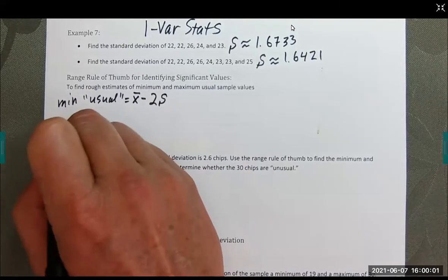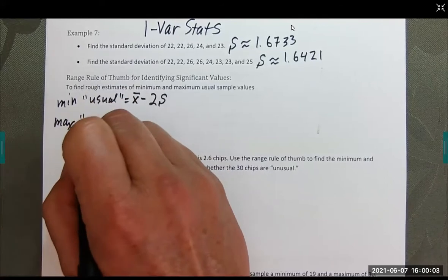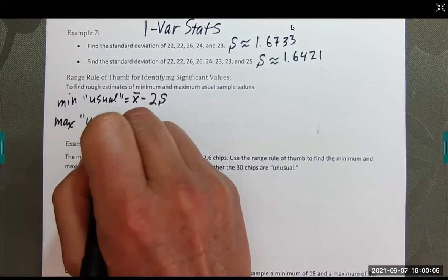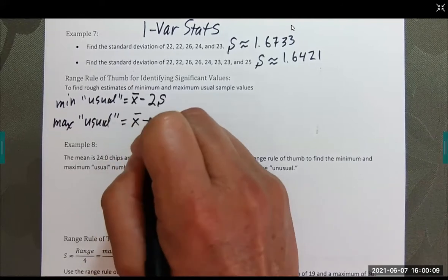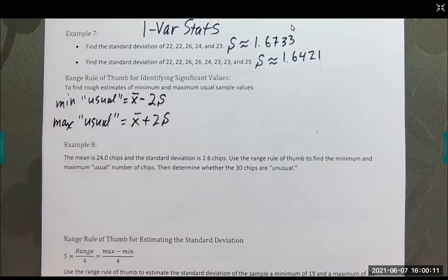And the maximum usual is X bar plus 2 standard deviations. So anything more than 2 standard deviations away from the mean is considered unusual. Now, we're not talking about unusual people or anything like that. It just means that whatever the data values are that are outside of 2 standard deviations is unusual. And we'll come back to that later in the semester as to why 2.